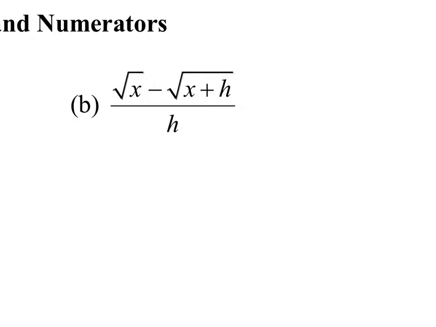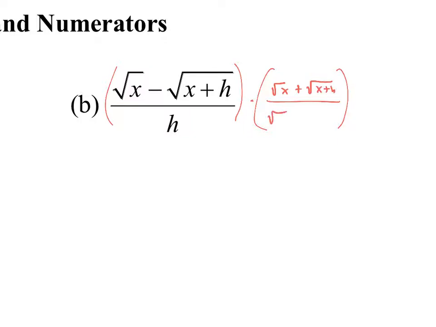So if we're rationalizing the numerator, we need to get rid of the radical in the numerator. So how do we do that? Well, to get rid of the radical in the numerator, multiply by the conjugate. Because there's 2 terms, we have to multiply by the conjugate. So it's going to be the square root of x plus the square root of x plus h.